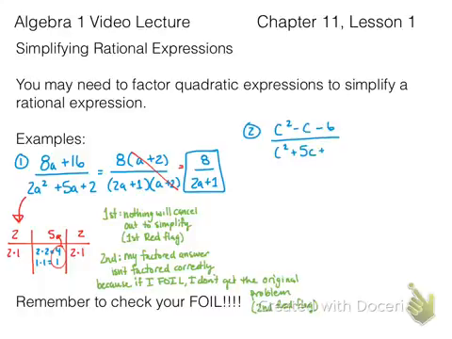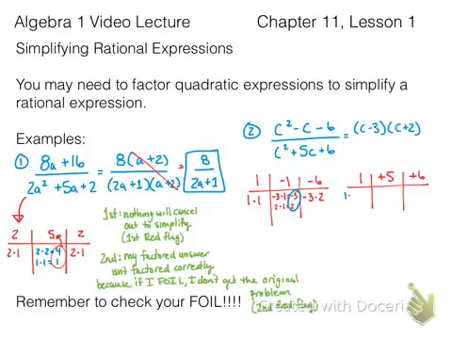Alright, number 2, we have c squared minus c minus 6 over c squared plus 5c plus 6. So let's go ahead and factor this. There we go. There's the numerator, and then factor the denominator. There you go. And guess what we can cancel out? C plus 2, which leaves me c minus 3 on top and c plus 3 on the bottom. And that's as simplified as it gets.